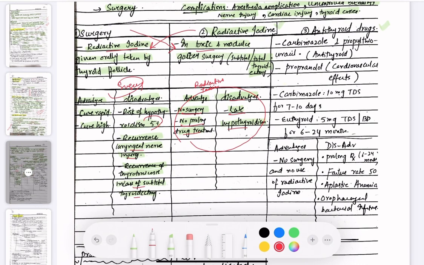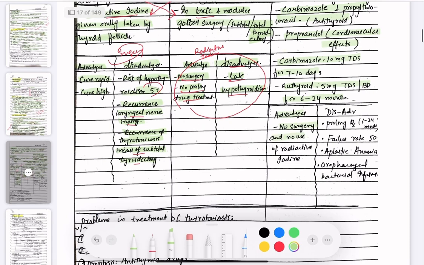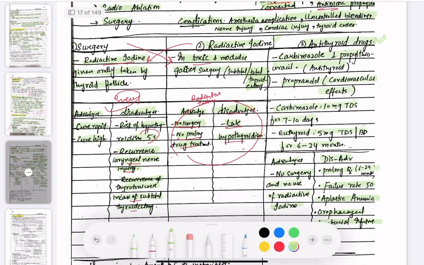Antithyroid drugs are used, which are carbimazole and propylthiouracil, and propranolol, which is for cardiovascular effects. Carbimazole is given as euthyroid 5 mg TDS for 6 to 24 months. The advantages are that there is no surgery and no use of radioactive iodine, and the disadvantages are that it is a prolonged treatment, 6 to 24 months, and the failure rate is 50%. Aplastic anemia may occur, and oropharyngeal bacterial infections can occur due to antithyroid drugs. So the most important thing to remember is which ones are the antithyroid drugs: carbimazole and propylthiouracil, and beta blockers, which are used for cardiovascular effects.